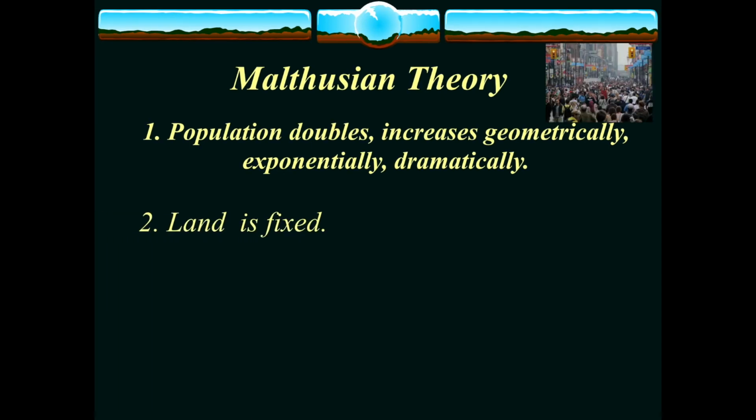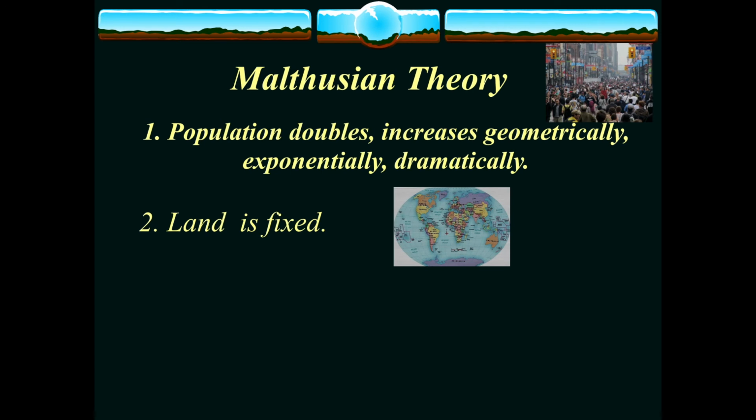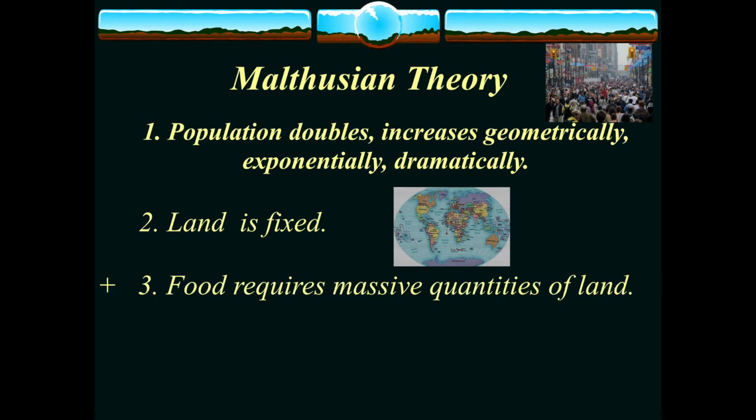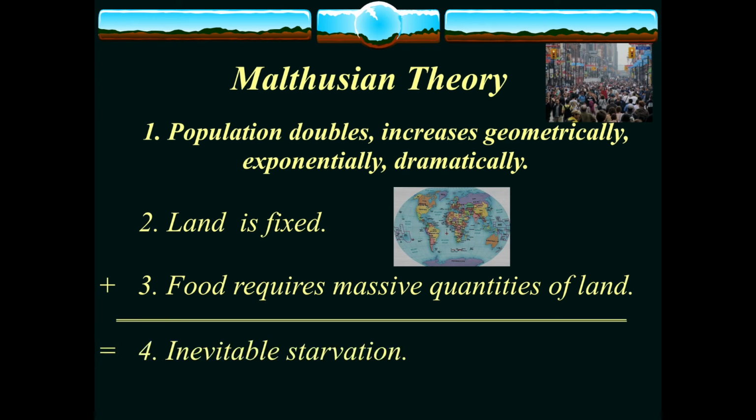His second observation was land is fixed. These days, we understand, land is actually decreasing as oceans rise. The third premise he based his theory upon was food requires massive quantities of land. People can live in fairly small spaces. We cram people into cities of millions of people in fairly small areas, but food requires many acres to feed each person every year. We add these three premises up.